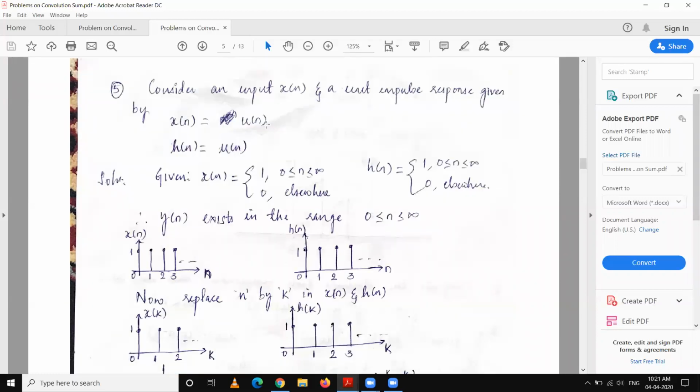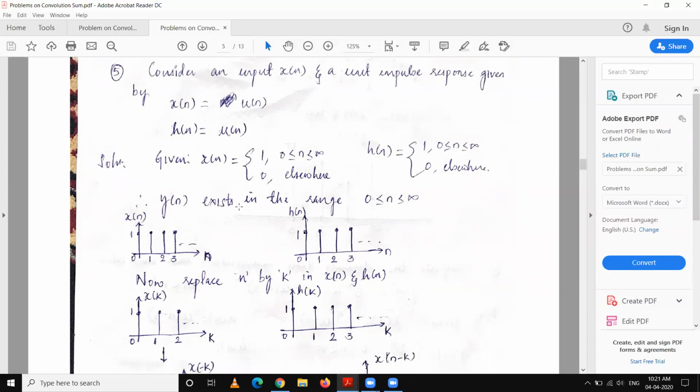So we know what u of n is. u of n is equal to 1 from 0 to infinity. So x of n is equal to 1 from 0 to infinity and 0 elsewhere. Similarly, h of n is also u of n, so it is 1 from 0 to infinity and 0 elsewhere. So what is the range of y of n? y of n exists in the range 0 to infinity, at the upper limits, and at the lower limits as well. So y of n exists in the range 0 to infinity.